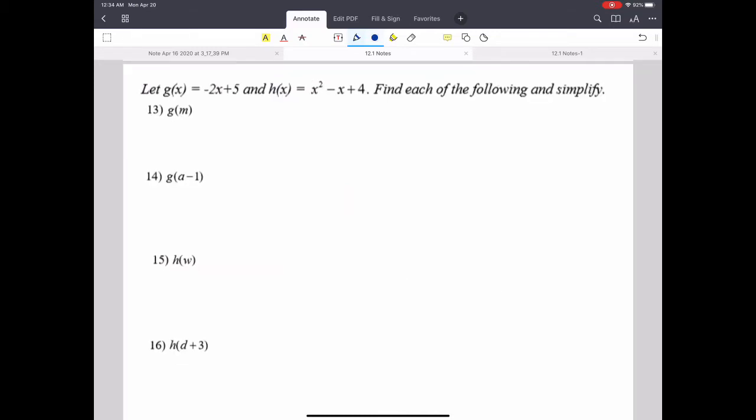So we're going to look at the g function of x and the h function of x, and we want to kind of figure out this. So we're looking for number 13, we're looking at g of m, which means I'm going to take the g function that is given, and we're just going to put an m wherever we see an x. So the g of m is, this one's pretty straightforward. You're just going to do negative 2 times m plus 5, and there's really nothing that you can do to that. So that is in its simplest functional form, I guess you can call it that.